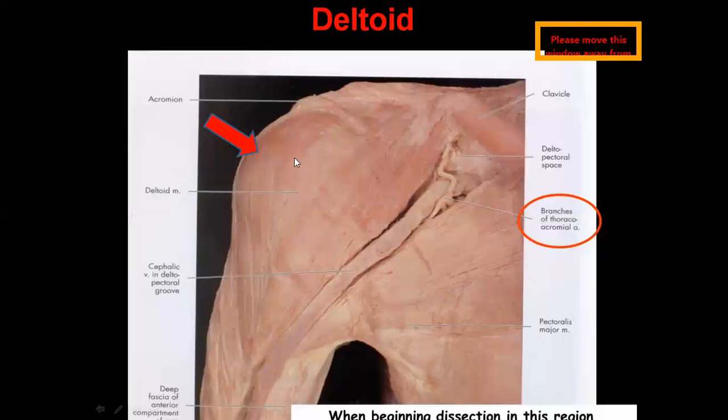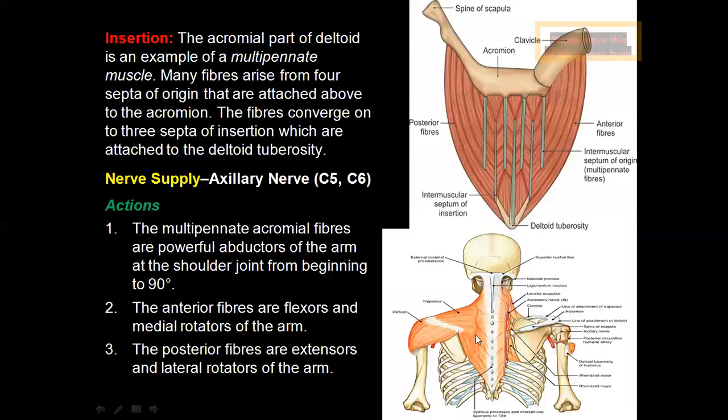Now, I kept this dissected picture as well to just show you. See, this is the clavicle bone. From the lateral one third of the clavicle, we have these anterior fibers. This is the acromion process, from where we have the multipinnate acromial fibers. From behind, in the previous picture we saw, this is the spine of the scapula.